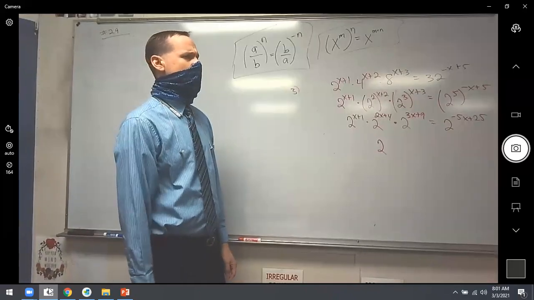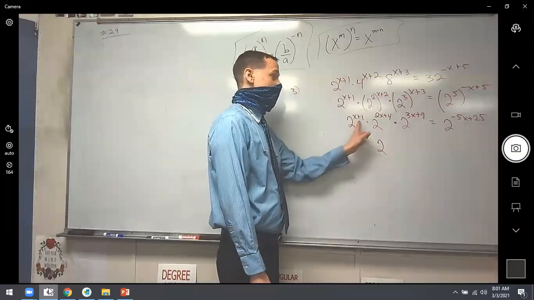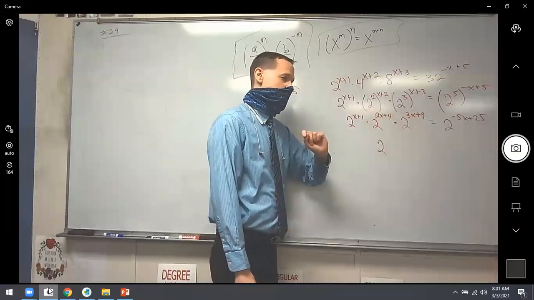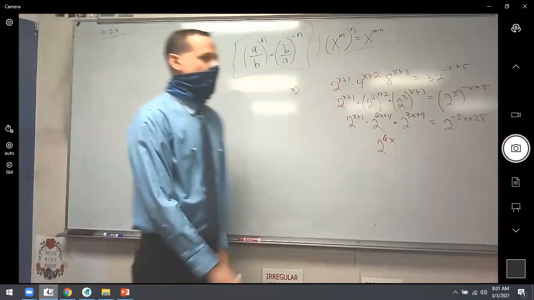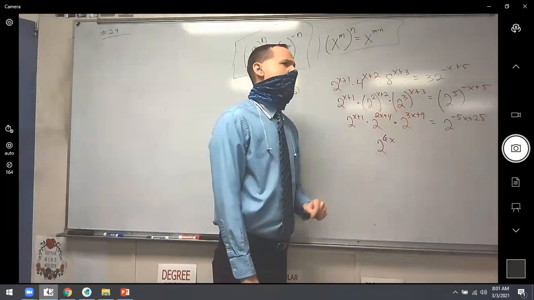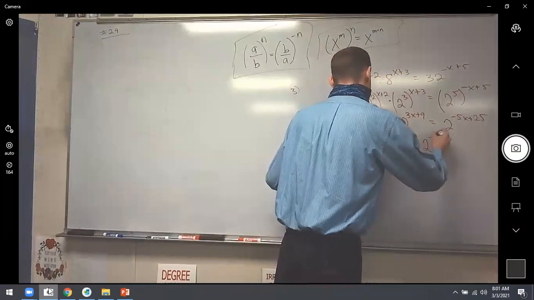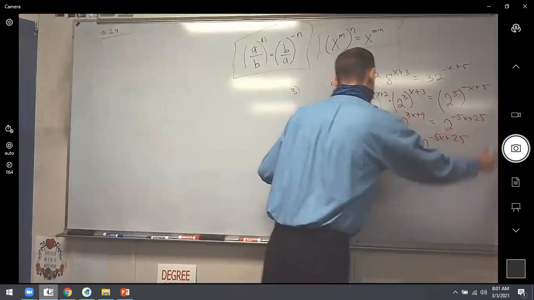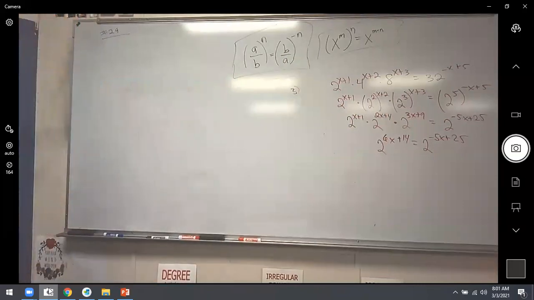Let's see how much is total in the exponents. X's, there's 1x plus 2x plus 3x. That's a grand total of 6x. There's some numbers too. There's a 1, a 4, and a 9. If you add all those up, that adds up to 14. So we can put all those exponentials into a single one on the left, normal little exponent properties.